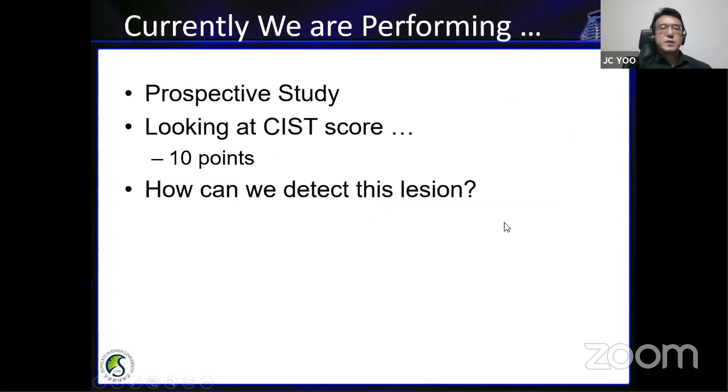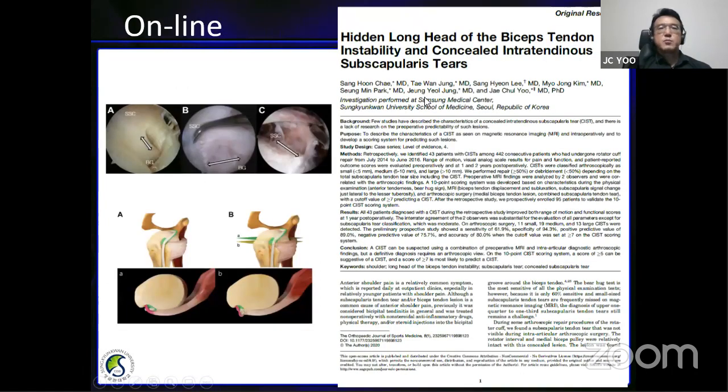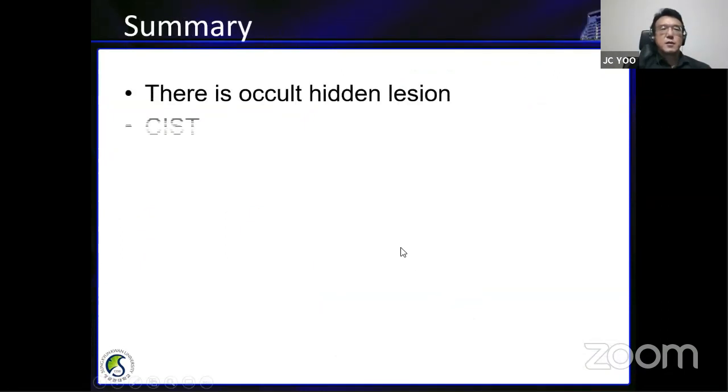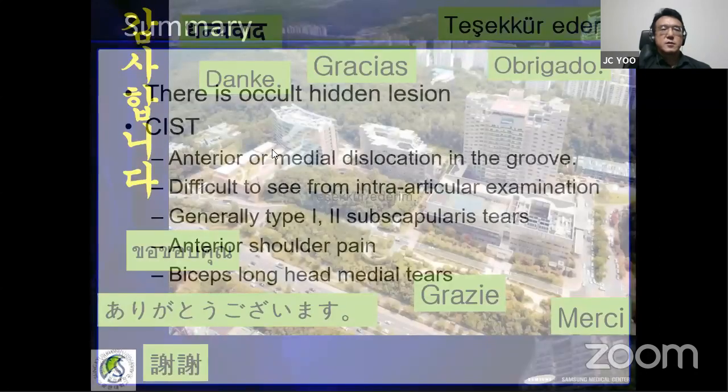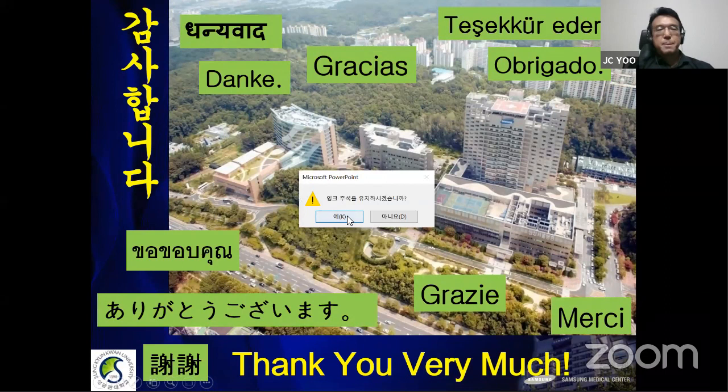And we recently put together a 10-point scale for this score, and we just published this with the hidden lesion, concealed lesion, in OJSM, so it will be coming out this year or maybe next. The scoring system is all there, out of 10 points. If you have 7 points, you can suspect this. It's not perfect, but you can suspect this. So in summary, the occult lesion, the concealed lesion, and you can have all these tears, and that's it.